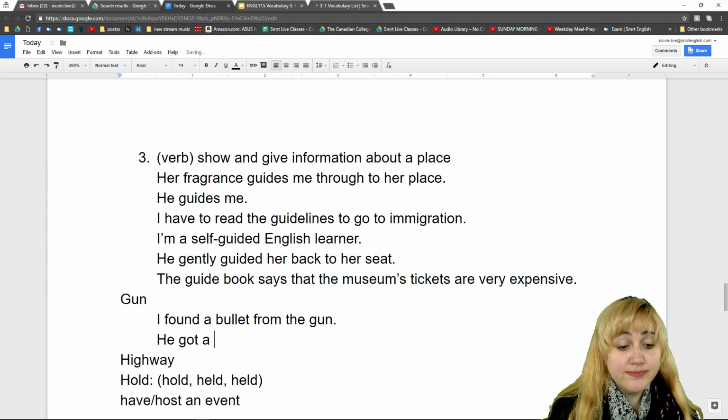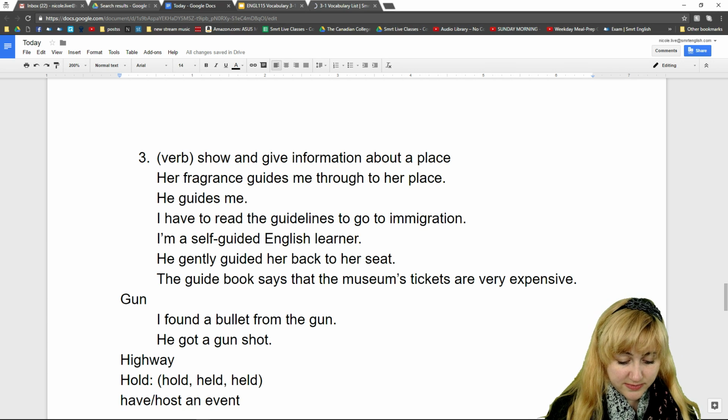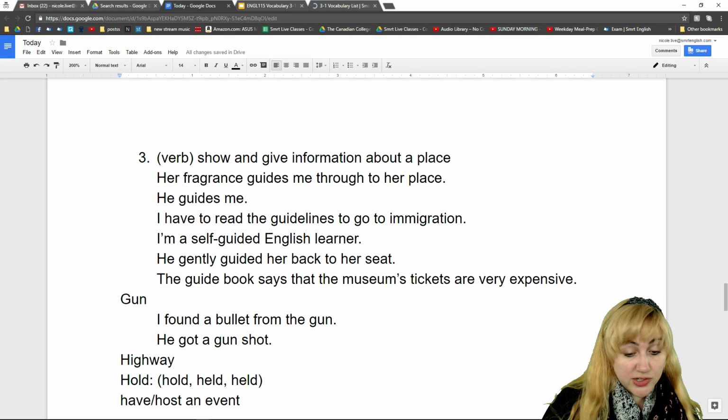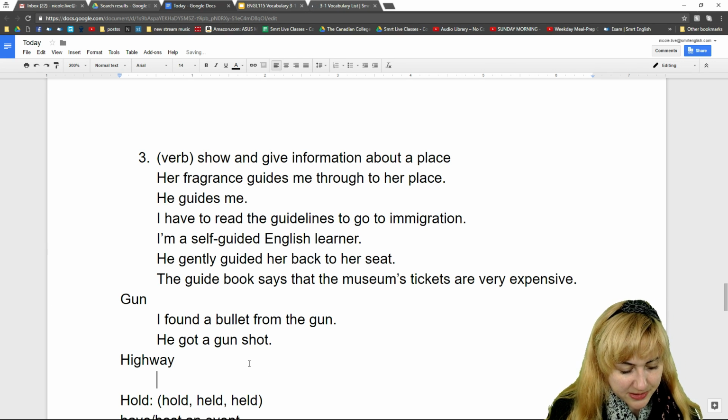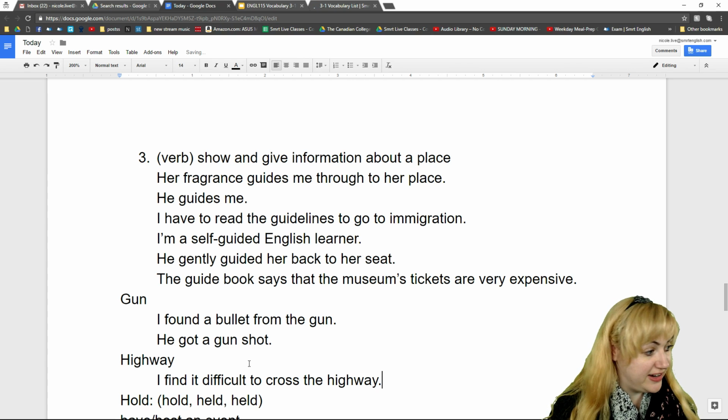Oops, he got a gunshot. Good. I find it difficult to cross the highway. Let me write that one. I'm just going to say it. I find it difficult to cross the highway. Very nice.